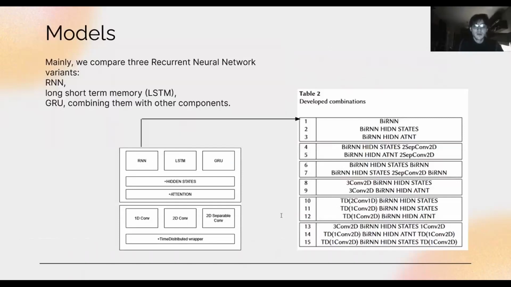Mainly we compare 3 recurrent neural network variants: classical recurrent neural network, long short-term memory, LSTM, and gated recurrent unit, GRU. We combine them with hidden states at the RNN layer, attention after RNN layers with hidden states, one-dimensional convolutional layers, two-dimensional convolutional layers, and versions where these convolution layers were wrapped by a time-distributed layer.